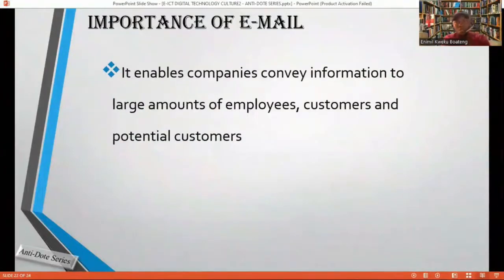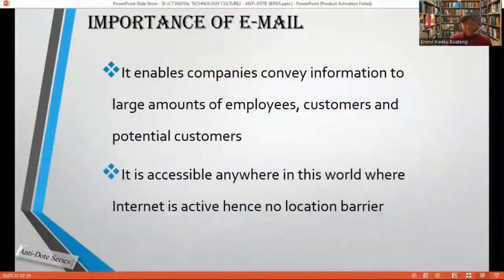It enables companies to convey information to large numbers of employees, customers, and potential customers because you can add so many addresses and then send as one. So it's not like you have to write this message for this person, write that message for that person, and go to the post office and post all of them. With this, you can target the people you want to target. You send an email to yourself, and it is accessible anywhere in the world where the internet is active, hence no location barrier. That's straightforward, right?